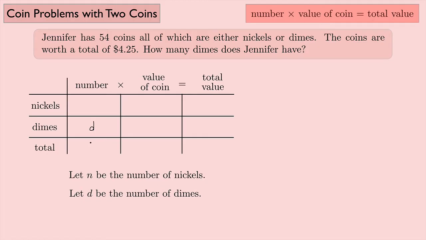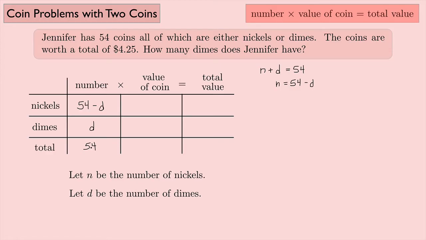Well, I know the total is 54, so that means when I add the number of nickels to the number of dimes, I should get 54. If I wanted to write that out, I could say the number of nickels plus the number of dimes should give me 54 coins. And so the number of nickels then would be 54 minus D. I'm just subtracting D from both sides of this equation right here. So I can write this as 54 minus D.